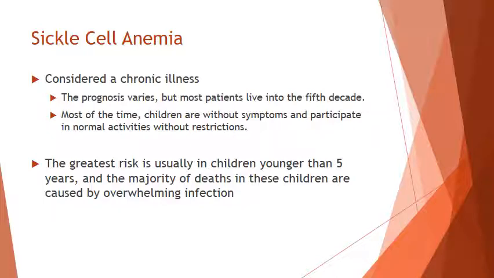Sickle cell anemia is, of course, a chronic illness. You don't get rid of it. The prognosis varies, but most patients will live into their 5th decade, and most of the time children are without symptoms and participate in normal activities without restrictions. The greatest risk is usually in children younger than 5 years of age, and the majority of deaths in these children are caused by overwhelming infection. You might want to remember that.